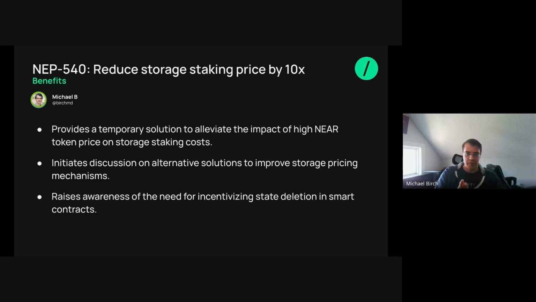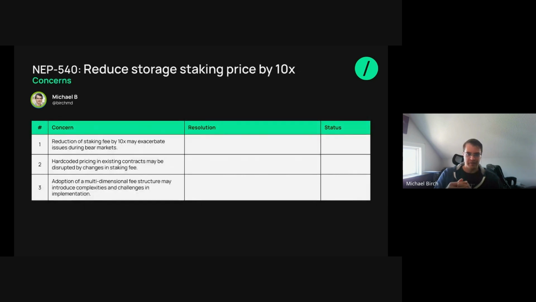So, first bullet point here, reducing the cost immediately gives some relief to that. It is going to immediately alleviate the impact of Near having a higher price on being able to deploy contracts to the chain. And then, as I said, there was quite a lot of discussion on this NEP about alternative solutions, though we haven't really come to any conclusion quite yet on them. So let's go on to concerns.